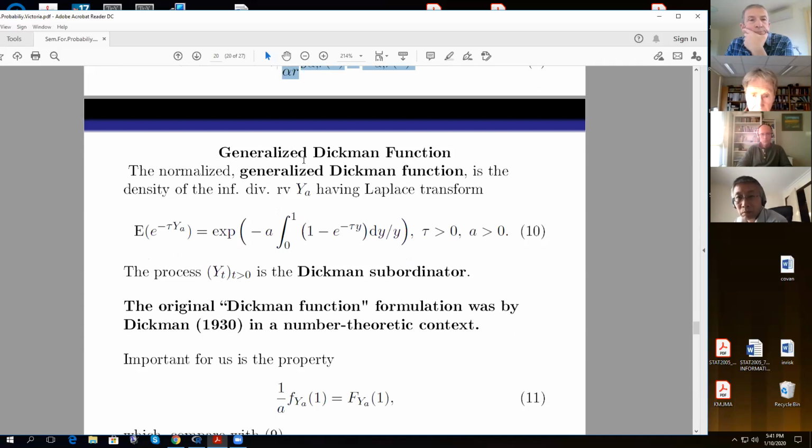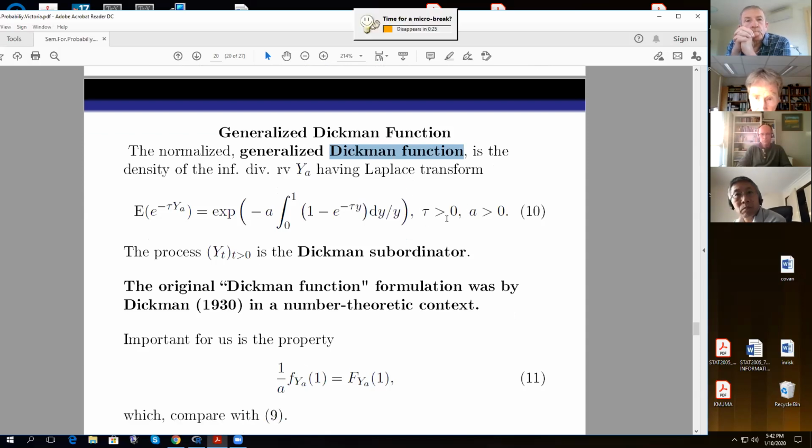And this is where we introduce the generalized Dickman function. Now, the Dickman function arises in number theory, and it's known to arise in this context. It's mentioned, for example, in Andrew's book and in some of his papers. I'll give a reference to the book later. And it arises in Pitman's book as well, in connection with the Poisson-Dirichlet process, which is treated there.